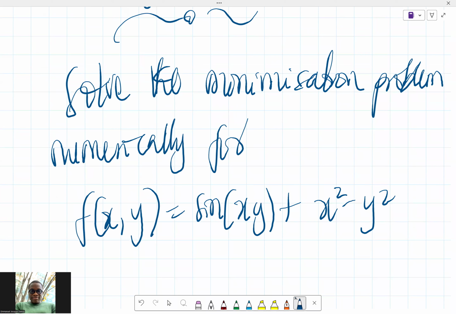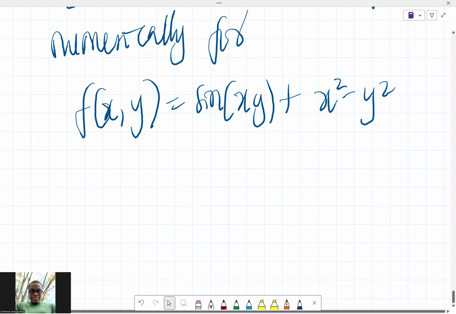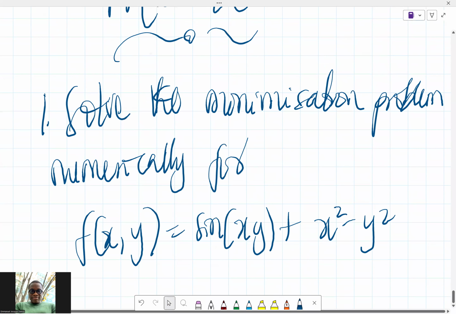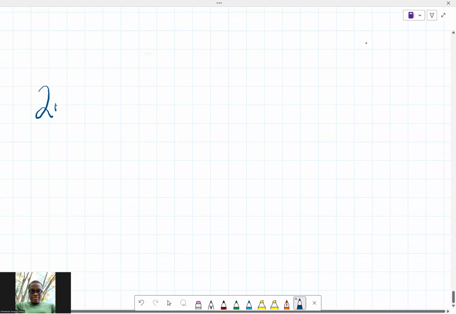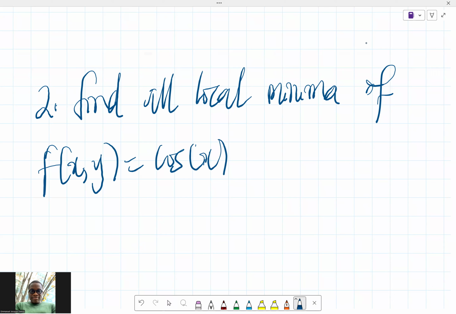Two. Find all local minima of f of x, y equals cos x plus cos y plus xy.